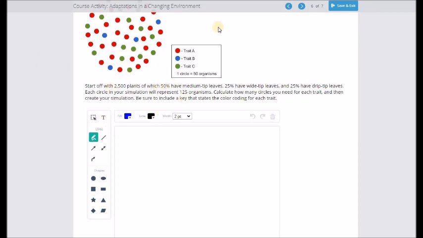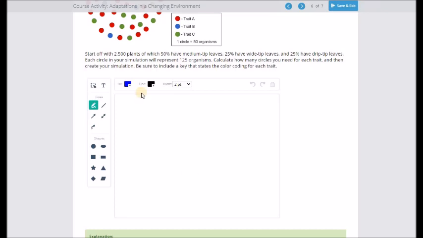You're going to start out with the same ratio you did on the last one, and you're going to draw circles with the colors in them. It may not look exactly this way, all right? But you're going to draw circles with colors in them to come up with a total of 2,500 plants. One circle is 125 organisms, two circles is 250. So you're going to need 20 total circles. 50% have medium leaves, 25% have wide tip, 25% have drip tip. 20 total circles. You're going to draw that, and make sure you add the key.